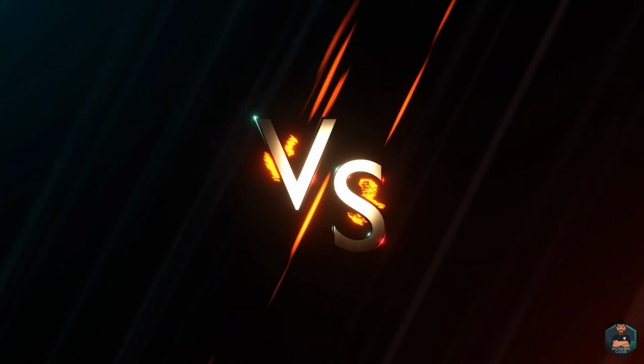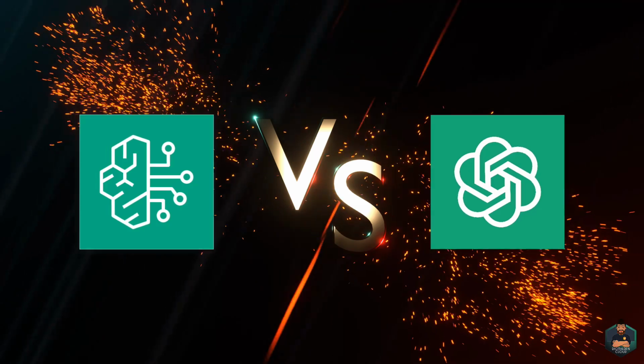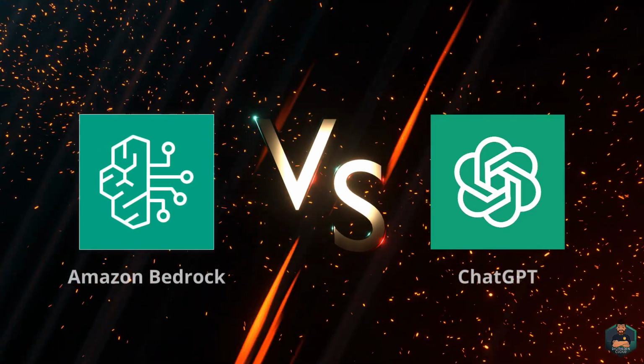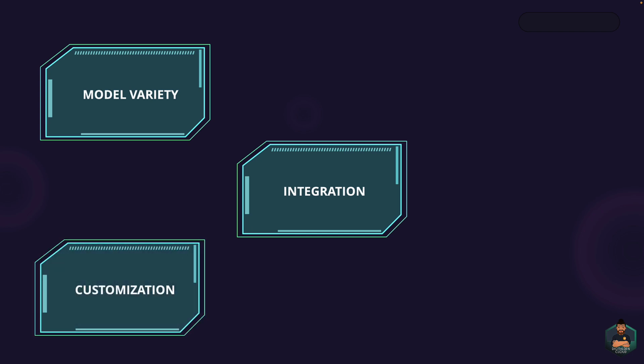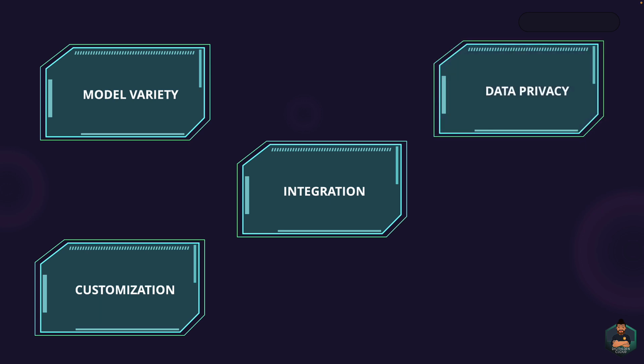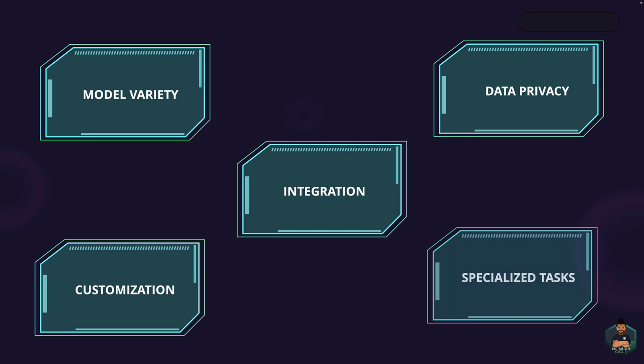To better understand Amazon Bedrock's capabilities, let's compare it to other AI services like OpenAI's GPT. Bedrock offers models from multiple providers, while OpenAI GPT primarily offers its own models. Bedrock seamlessly integrates with other AWS services. Bedrock provides more options for fine-tuning and customizing models to specific needs. Bedrock runs within your AWS environment, offering better data control. And finally, Bedrock includes models optimized for specific tasks like text generation, summarization, and image generation.